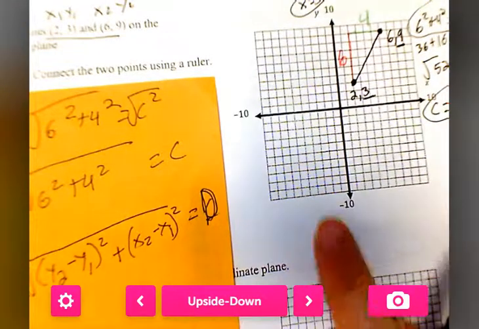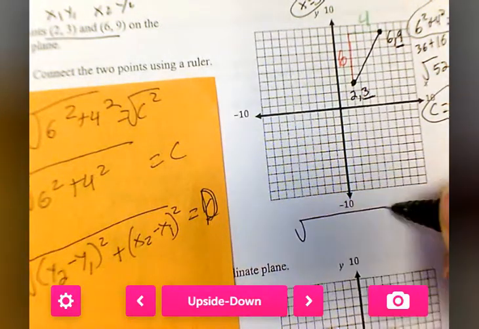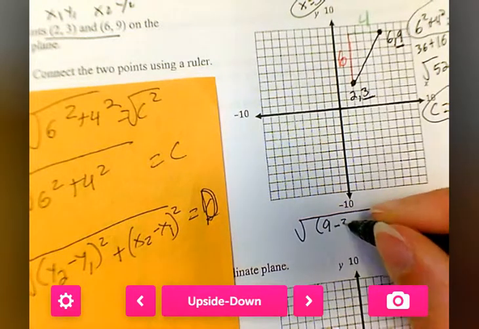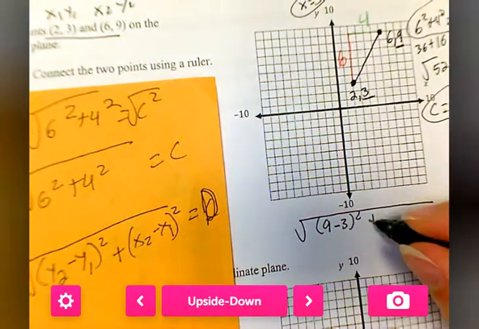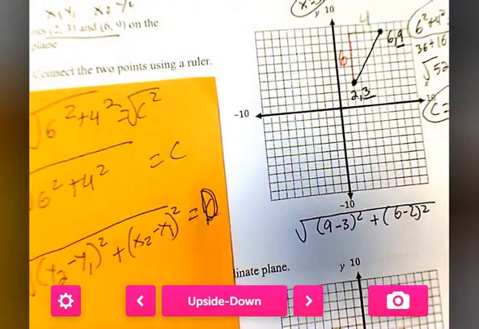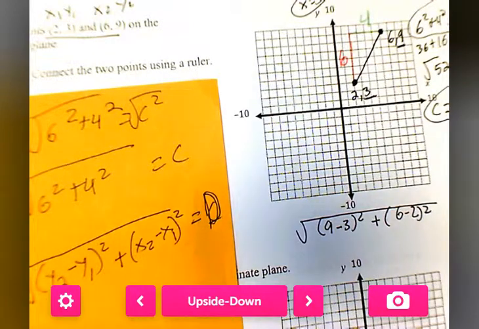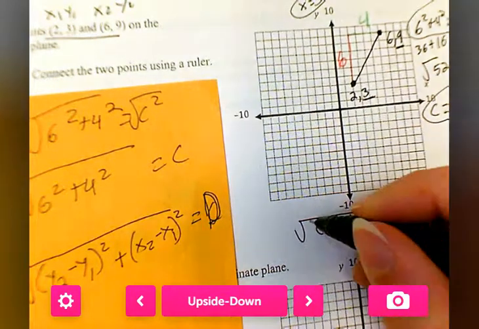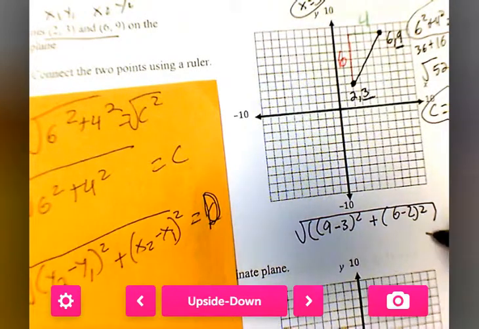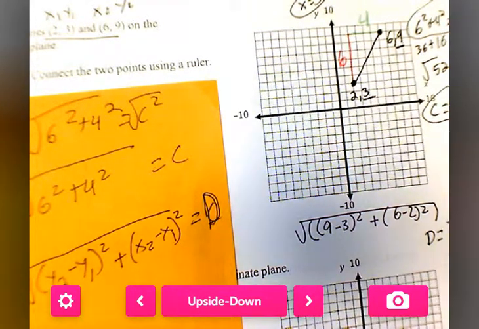Okay, so let's try this one. We know this is x1, y1, x2, y2. All right, I'm going to plug it right in here to this formula. So I'm going to say 9 minus 3 squared plus 6 minus 2 squared. And then I'm literally going to stick this in my calculator just like that. I might put an extra parentheses right here just so I make sure it all stays under the square root sign. But we're going to put it in our calculator and we're going to get the distance is 7.2.